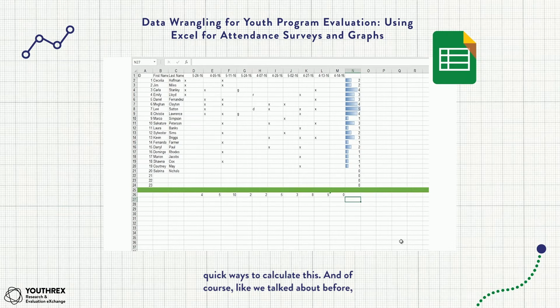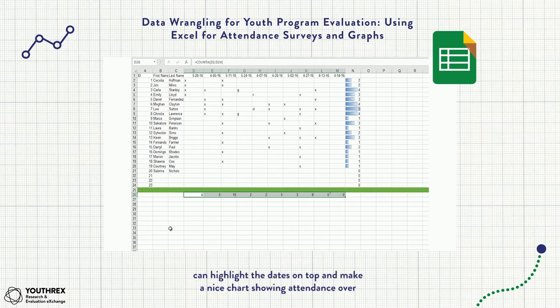So that's just some quick ways to calculate this. And of course, like we talked about before, we're also able to graph this. We could highlight the numbers on the bottom, we could highlight the dates on the top, and make a nice chart showing attendance over time.